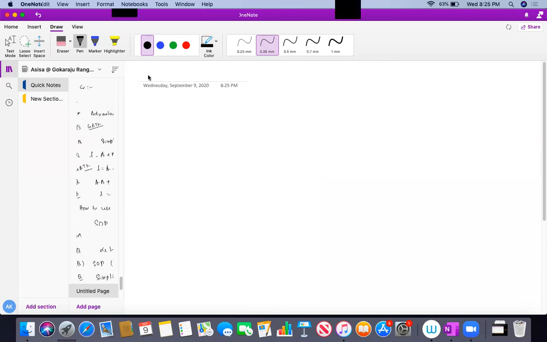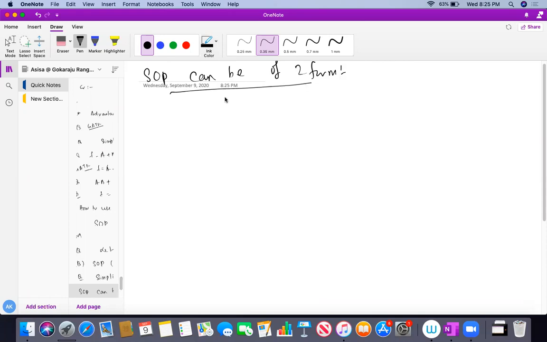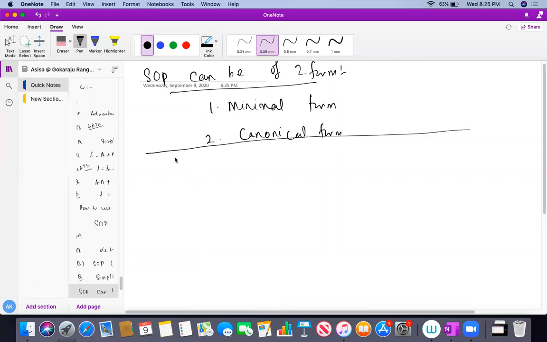So now we'll move to our next part. SOP can be of two forms. So what are the two forms? I'm going to explain now. One is the minimal form, another one is the canonical form. So I'll give you an example over here so that you can understand in a better way.